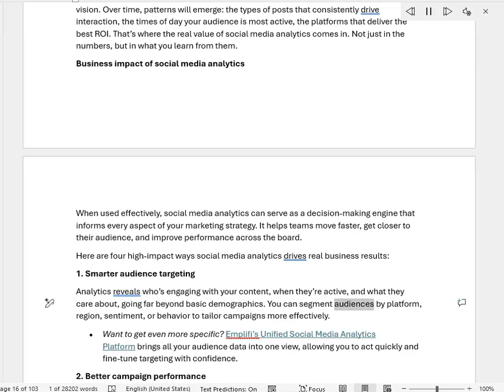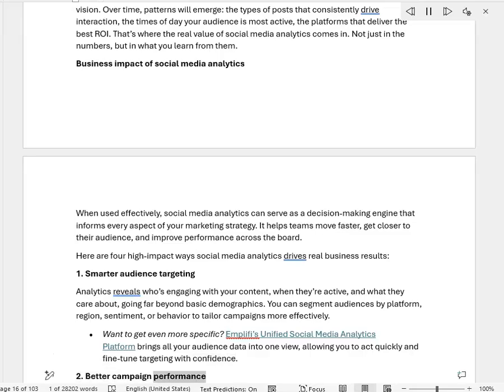You can segment audiences by platform, region, sentiment, or behavior to tailor campaigns more effectively. Want to get even more specific? Amplify's unified social media analytics platform brings all your audience data into one view, allowing you to act quickly and fine-tune targeting with confidence.